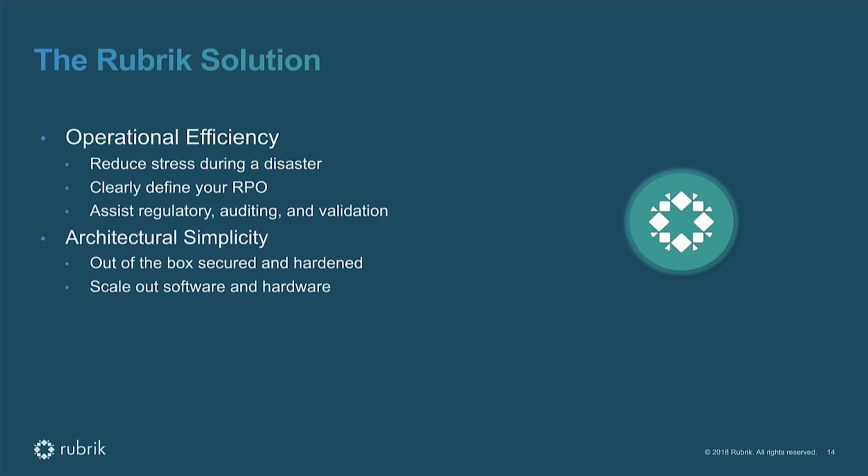The second pillar is our architectural simplicity. What we can provide out of box is security features like role-based access control, immutability and integrity of backups, and a security hardened system. It's also scale out, so we eliminate the need for forklift upgrades and redesigns of the configuration, or what I call from operations, the backup reboot.